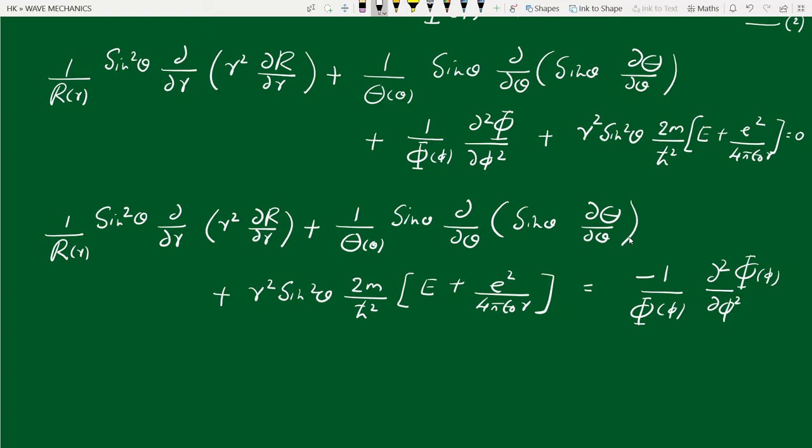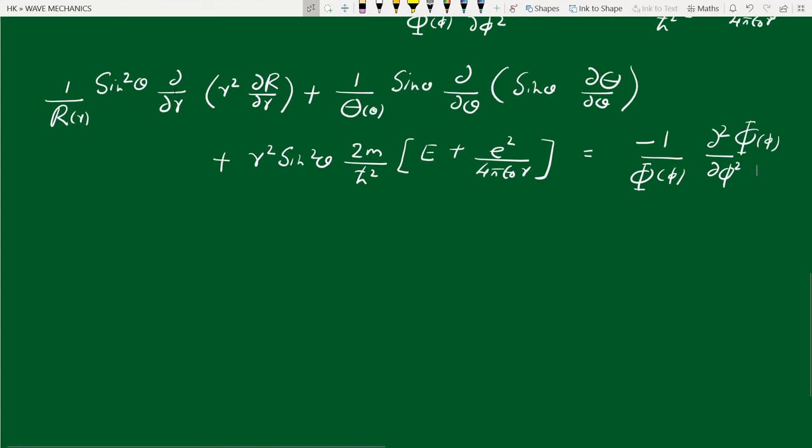Okay, let us look at this equation now. In this equation there are three terms on the left side, and there is one term on the right side. The terms on the left side depend on the variables r and theta. The term on the right side depends only on the azimuthal angle φ. Now when you write such an equation, on one side you have two variables and on the right side you have one variable, a different variable.